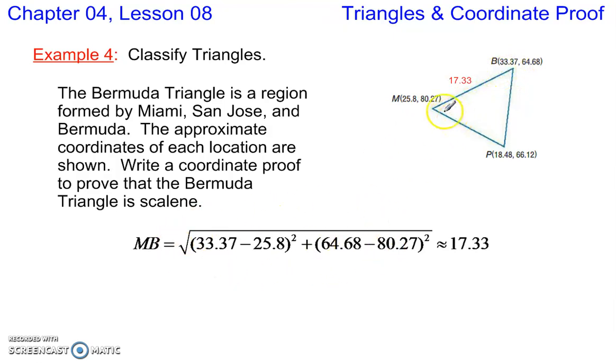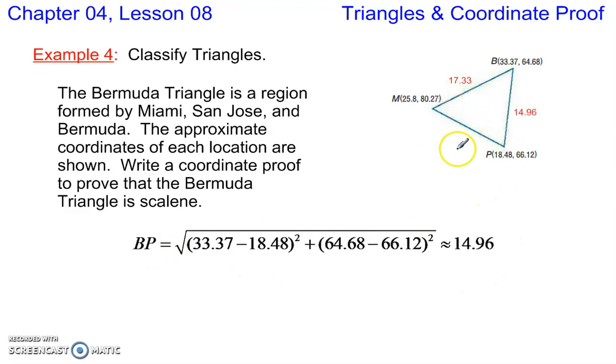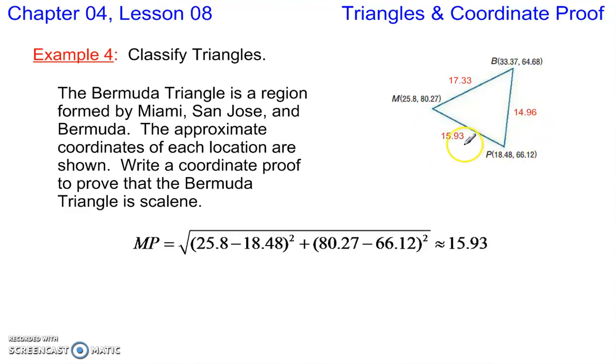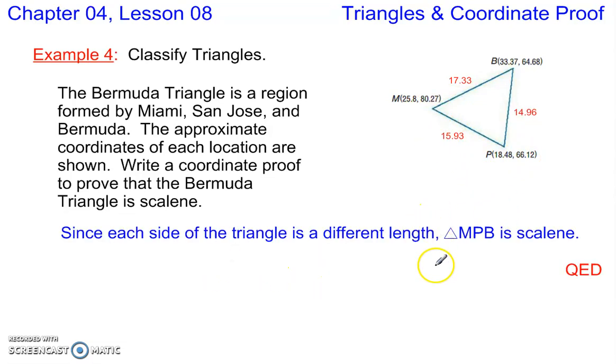So using the distance formula, we find MB is approximately 17.33. Distance formula for BP, we find that is approximately 14.96. And distance formula for MP, 15.93. And there you have it, ladies and gentlemen. Since each side is a different length, this triangle is scalene. And that's all for today, folks.